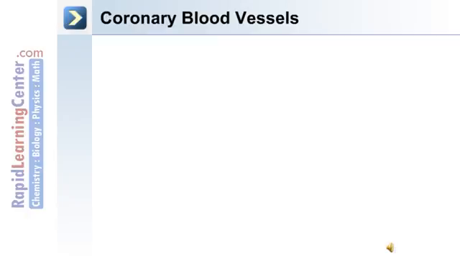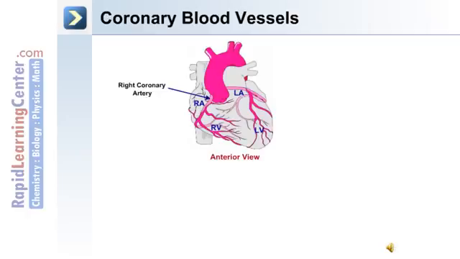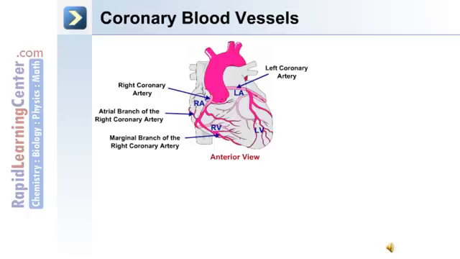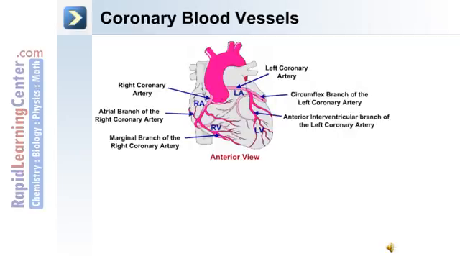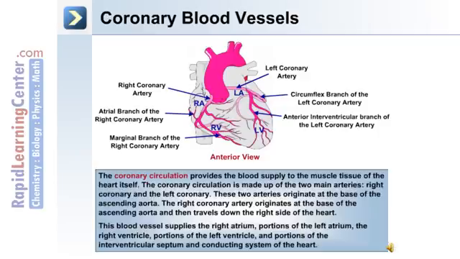The blood supply to the myocardium or heart muscle itself is delivered through the coronary blood vessels. The coronary blood vessels are the right coronary artery, which is divided into an atrial branch and a marginal branch, and the left coronary artery, which gives rise to the circumflex branch and the anterior intraventricular branch. The coronary circulation provides the blood supply to the muscle tissue of the heart itself. It's made up of the two main arteries, the right coronary and the left coronary. These two arteries originate at the base of the ascending aorta.